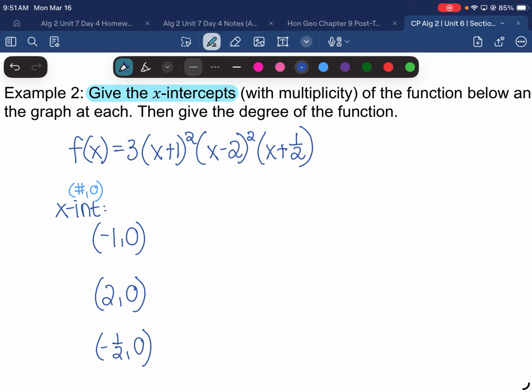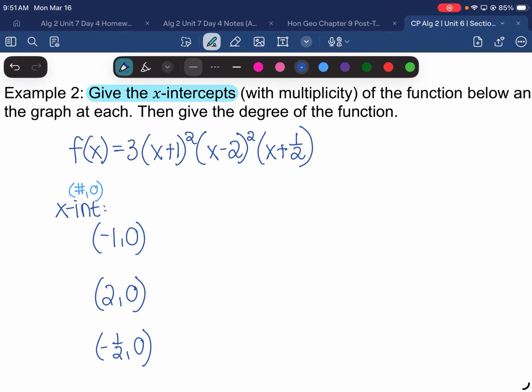See how I wrote them as ordered pairs now? Because they are x-intercepts. So you just take each of these factors and you change the sign. X plus 1 equals 0, so x equals -1. X minus 2 equals 0, so x equals +2. Same thing with the x plus 1/2. Okay? Now, what's the multiplicity of each of these?